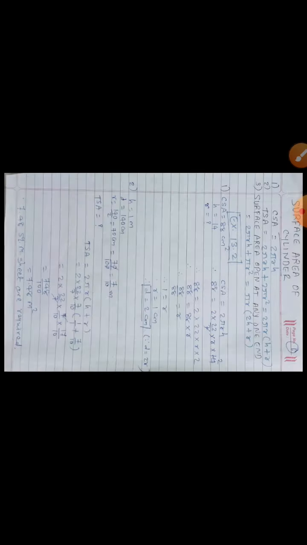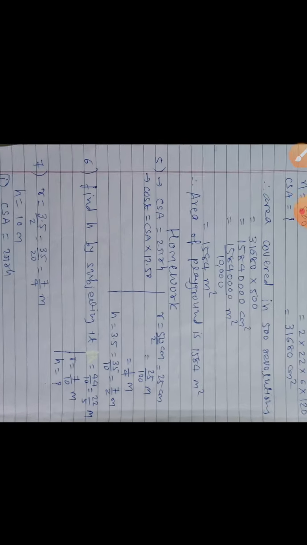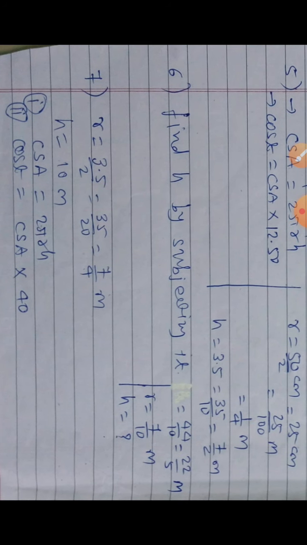Okay, so we go to that hint part, 7th one. Okay, r equal to 3.5 by 2. Why? Because actually diameter is given as 3.5, not radius. Many students make a mistake here. They understand diameter as a radius only. They forget to divide it by 2.